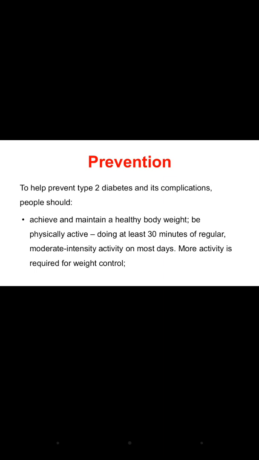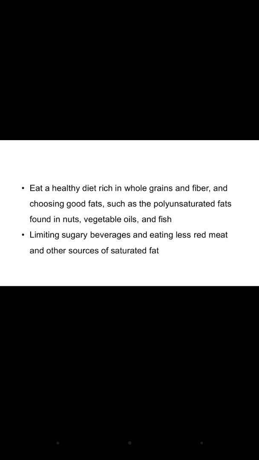Now, what is the prevention of type 2 diabetes mellitus and its complications? First, achieve and maintain a healthy body weight. That is very important. Then, ask the person to remain physically active. Do at least 30 minutes of regular, moderate intensity activity on most days, and more activity is required for weight control. Then, eat a healthy diet that is rich in whole grains and fiber. Choose unsaturated fats and omega fatty acids such as polyunsaturated fats like nuts, vegetable oils, fish.